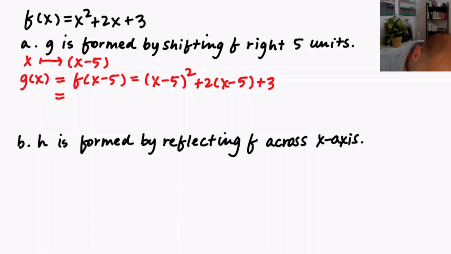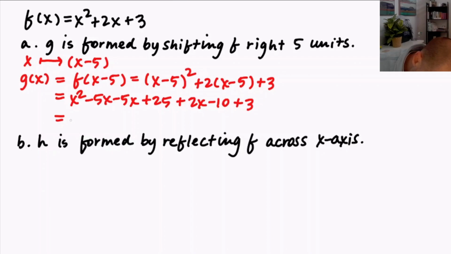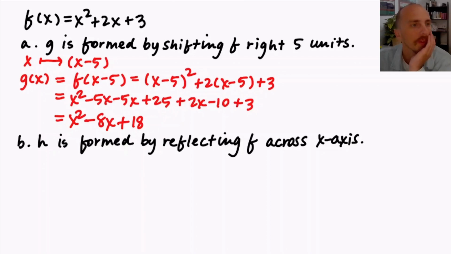So we're going to have x minus 5 squared would be x squared minus 5x minus another 5x plus 25, plus distributing the 2 over the x and the negative 5, and then plus 3. And so I'd have x squared, in terms of total number of x's, I've got negative 10 plus 2 would be negative 8. Then 25 and 3 is 28, minus 10 is 18. Okay, so that's how I'm going to simplify that one.